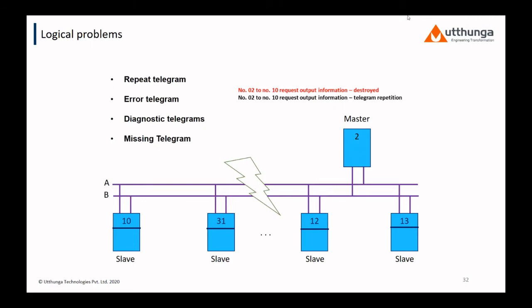Here you can see the master is requesting data from slave number 10. Like the master is asking the slave number 10, how are you? But the slave is not responding back as requested. Then what will the master do? The master will again ask, how are you? Because the master is not receiving a response. That is a deviation in the PROFIBUS network. That is the repeat telegram, which we call an error.